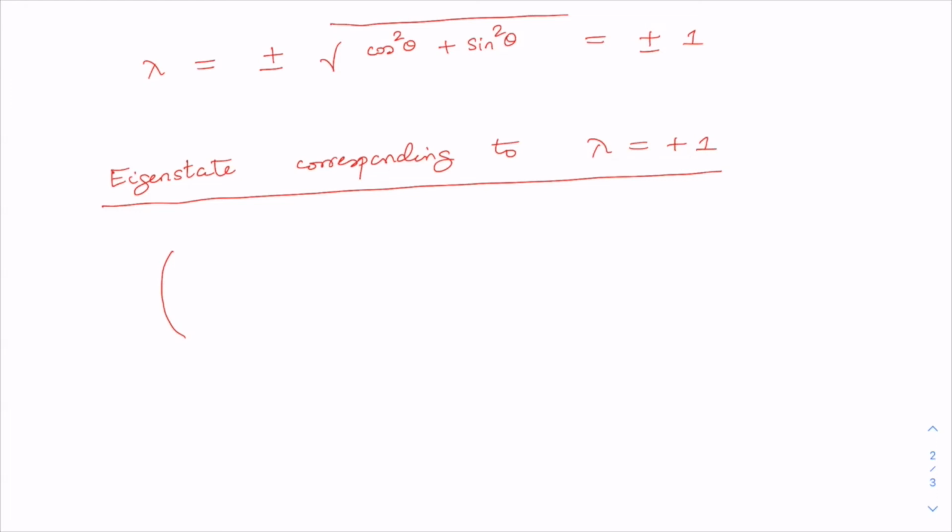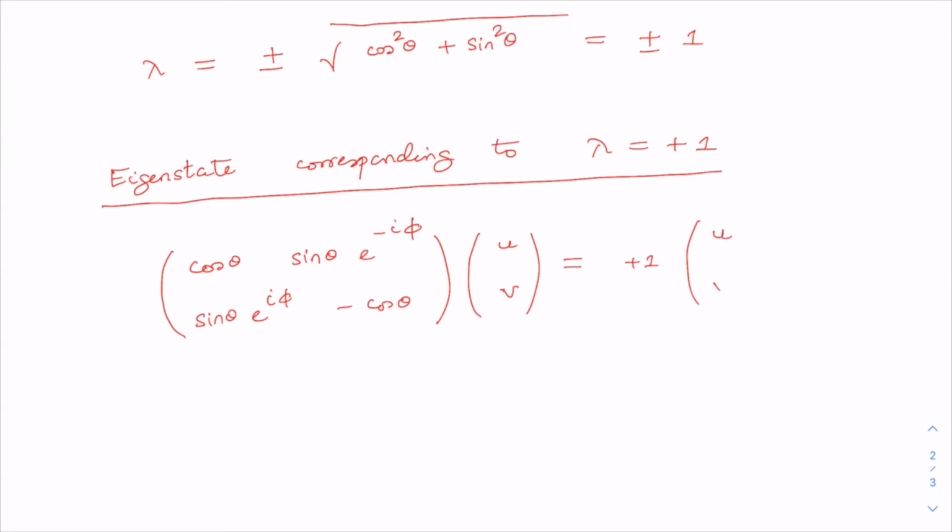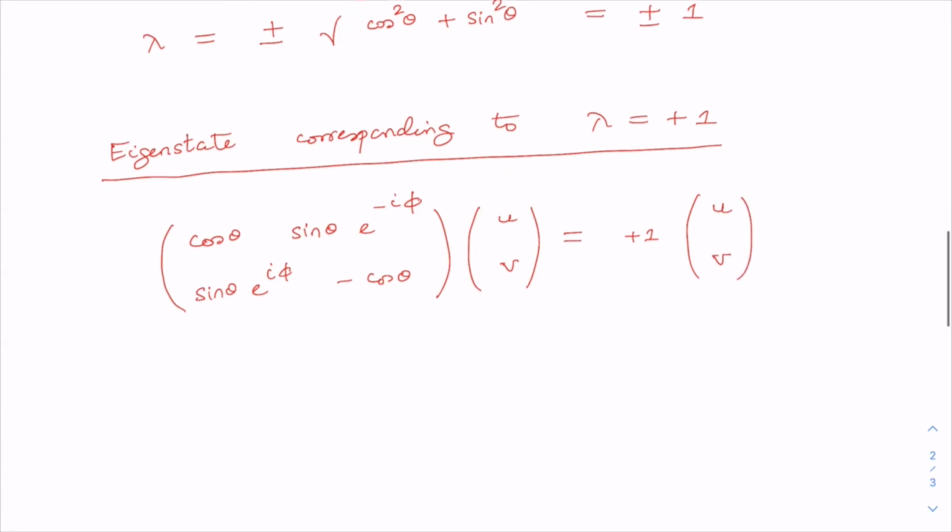Our matrix is cos theta, sin theta. Let me first write down the eigenvalue equation. I have here sin theta e to the power i phi, and here I have minus cos theta. Let me assume that the eigenstate is represented by this column vector (u, v), and the eigenvalue is plus 1.